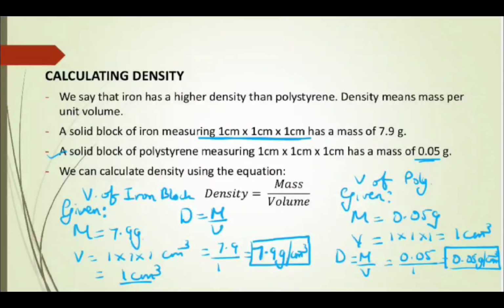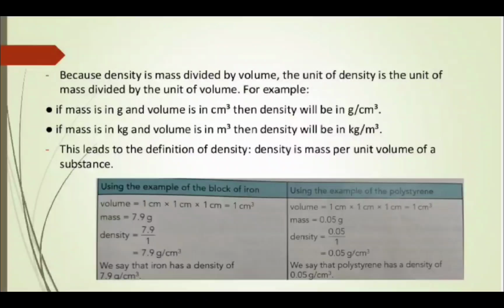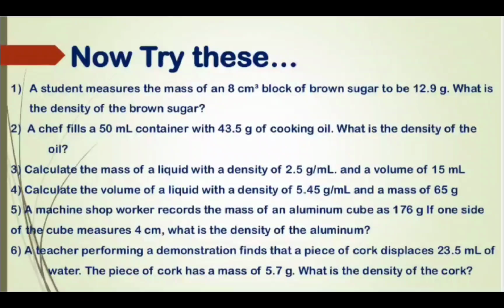Which is heavier? 7.9 is heavier or 0.05? Obviously 7.9. So the density of the iron block is greater or higher. Understanding, children? So here same thing has been worked out. Now let's try these.